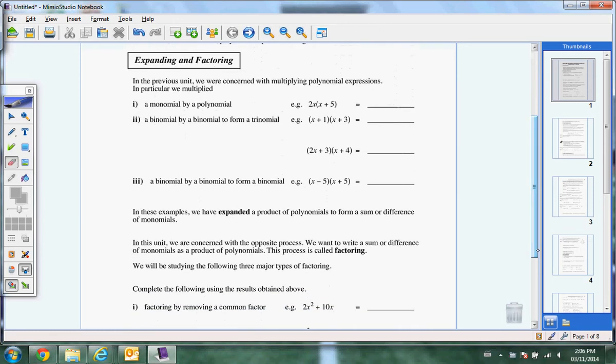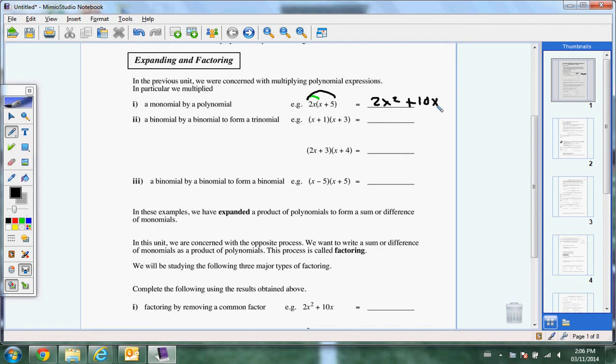So expanding and factoring. In the previous unit, we were concerned with multiplying polynomial expressions. In particular, we distributed, right? We did 2x times x, which is what? 2x squared. 2x times 5 is 10x. Okay, good. And we're on page 321 if you're just getting with us. And then we also did binomial times binomial, and those made trinomials.